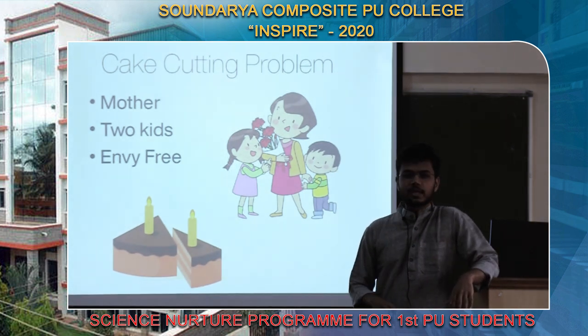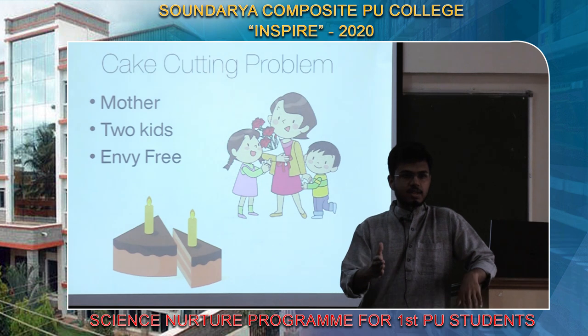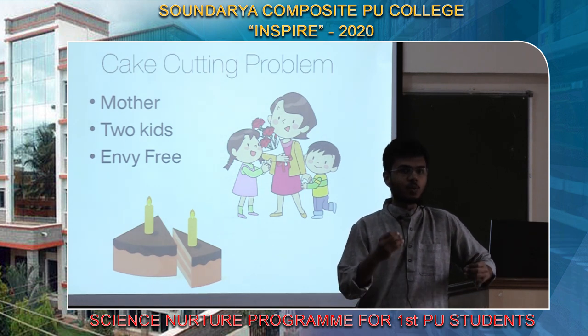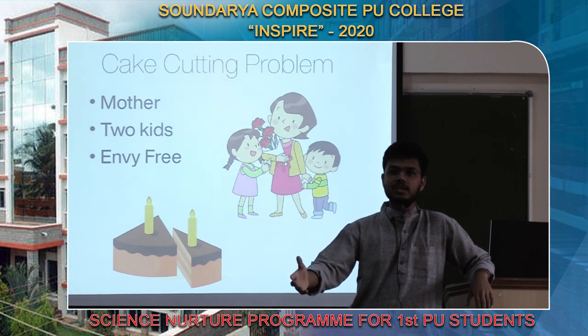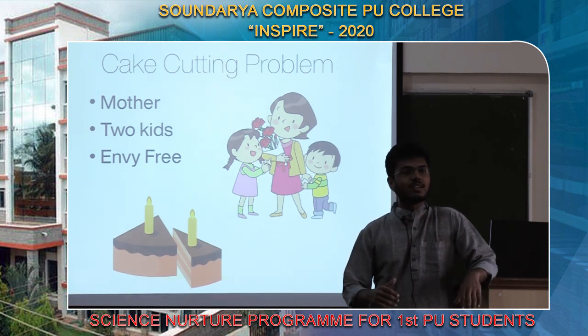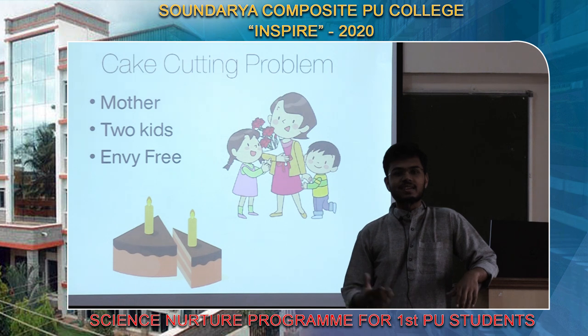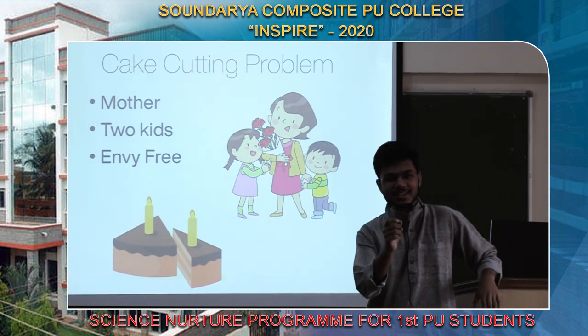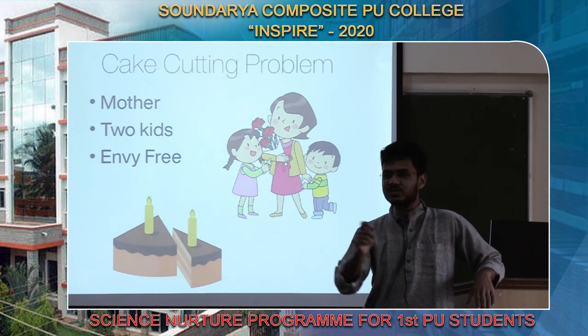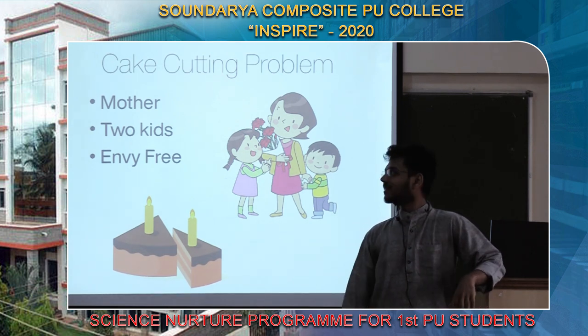And you know, kids will be kids, no matter how precisely the mother cuts the cake, no matter how well she wants to balance out and give equal proportions to the kids. Each kid will feel that the other guy got a bigger piece. It's quite natural. Even when we were kids, we did the same thing. We were always slightly envious of the other person.